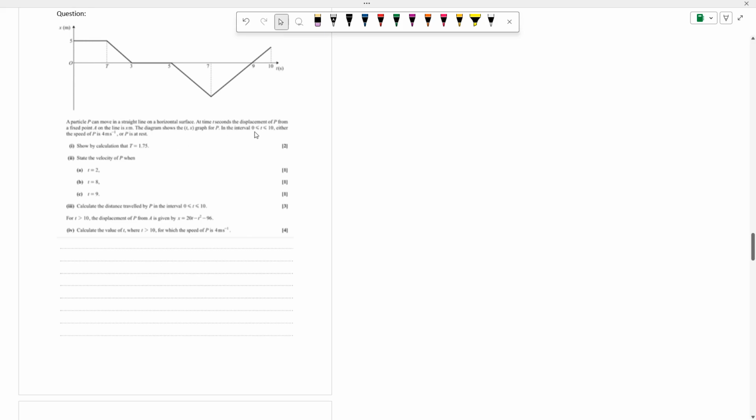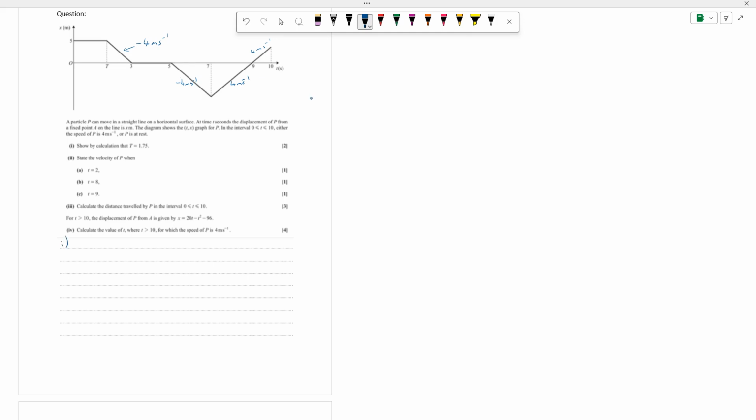In the interval from 0 to 10, so 0 to 10 is the whole graph, either the speed is 4 or it's at rest. So that means that all these gradients here have to be 4. Okay, so this would be a -4 because it's going down, meters a second. This would be a -4 because it's going down. This one would also be 4, and this one would also be 4. And then obviously our flat parts mean that it's at rest.